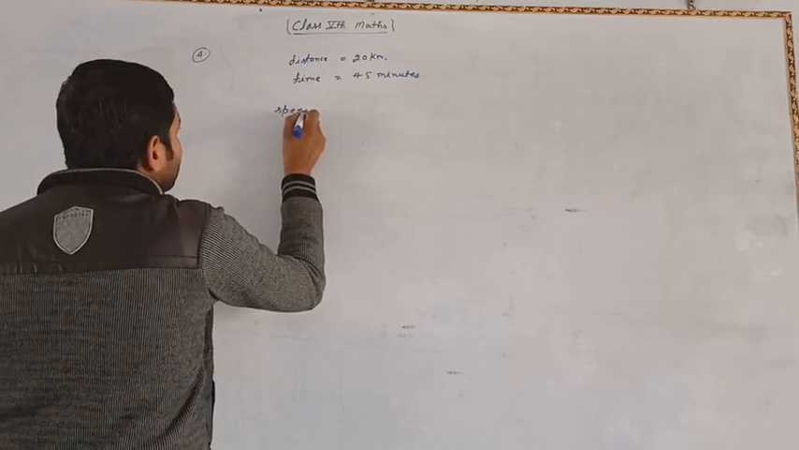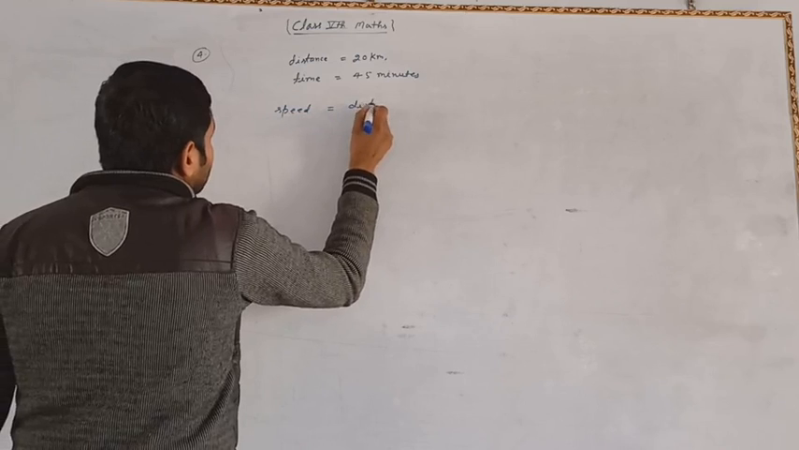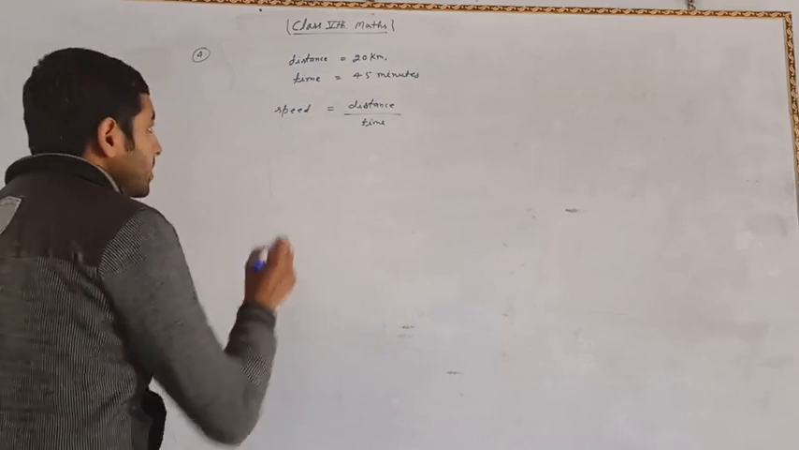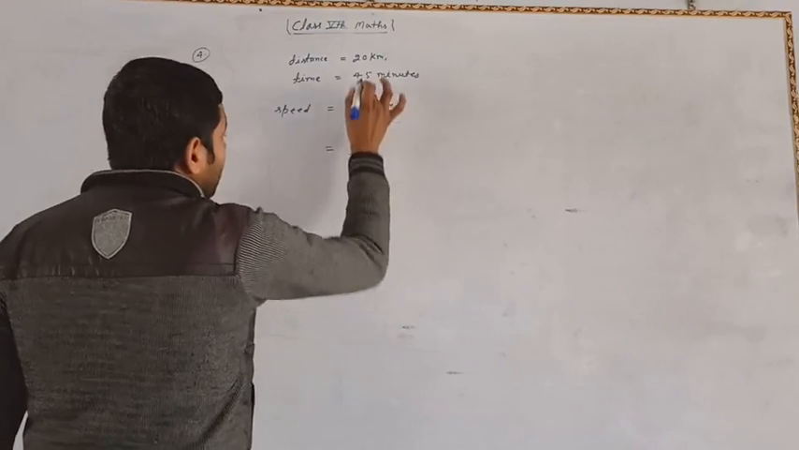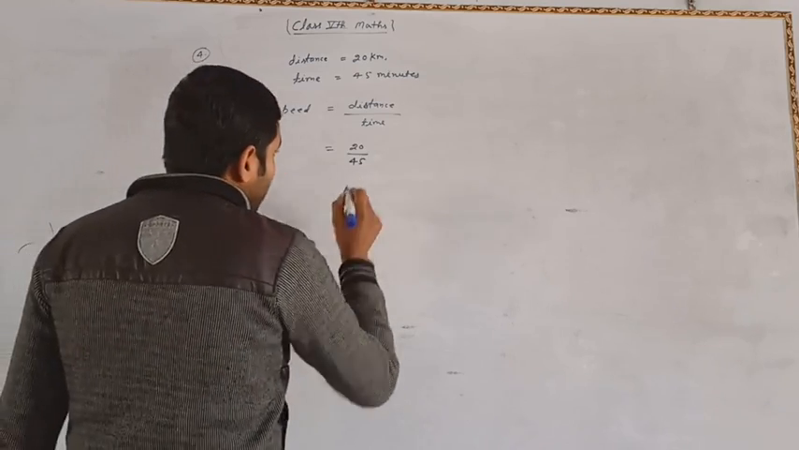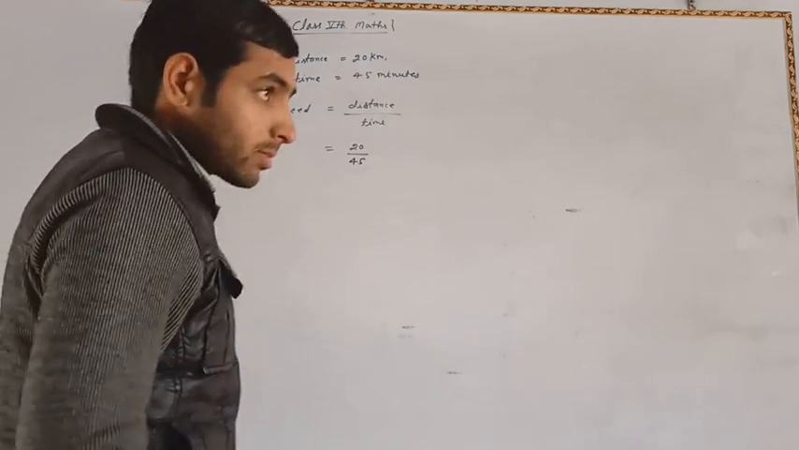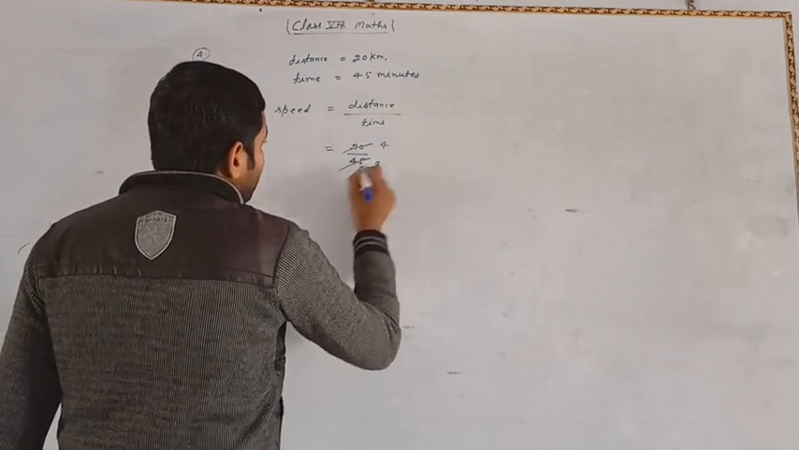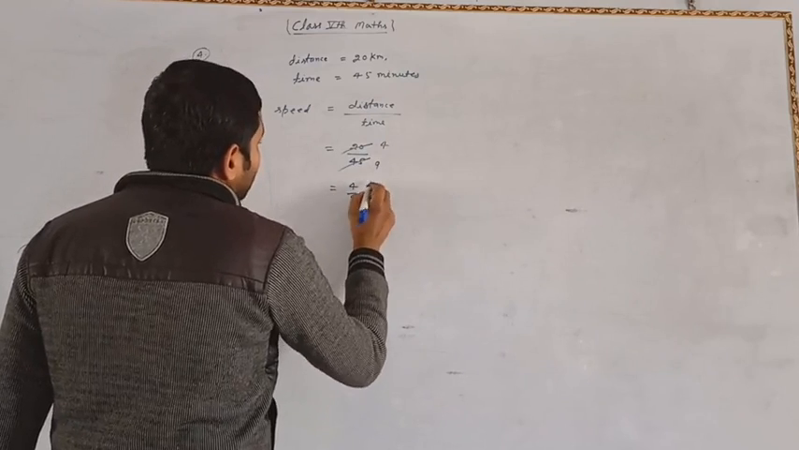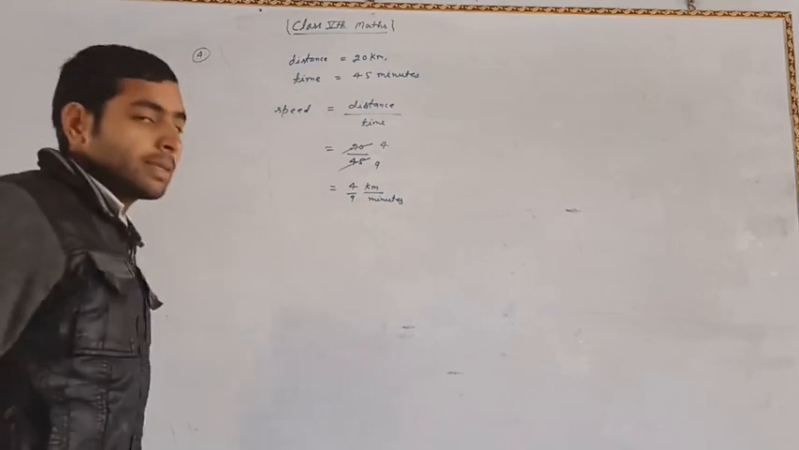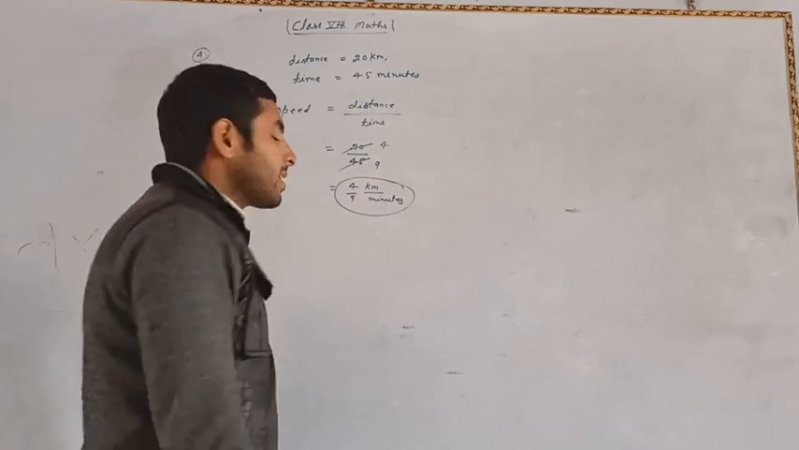So speed is equal to distance upon time. Distance is given as 20 km and time is given as 45 minutes. So we have to convert these minutes into hours. First of all, 5 4s are 20, 5 9s are 45, so 4 upon 9 kilometer per minute. Okay, now we have to convert this quantity into kilometer per hour.